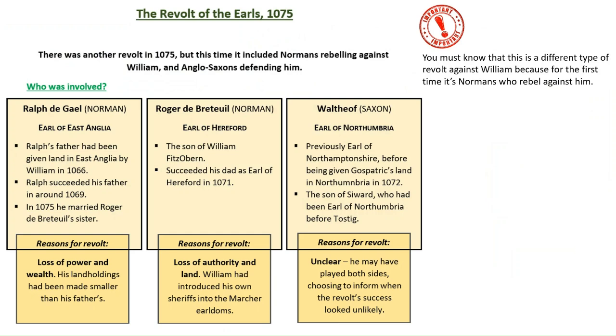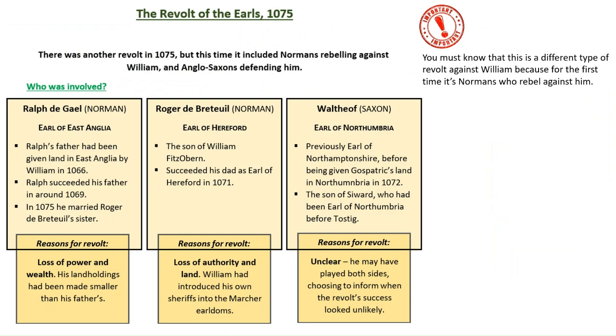Revolt of the Earls. Well, there was another revolt in 1075, but this time it's different. It involves Normans rebelling against William and Anglo-Saxons defending him. You must know that this is a different type of revolt against William because it's the first time when Normans rebel against him. So who's involved? Ralph de Gael, Norman, Earl of East Anglia. Roger de Breteuil, Norman, Earl of Hereford. Waltheof, Saxon, Earl of Northumbria.